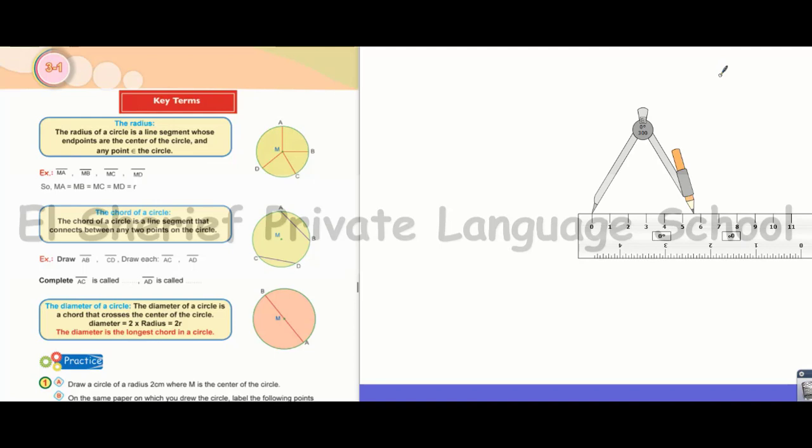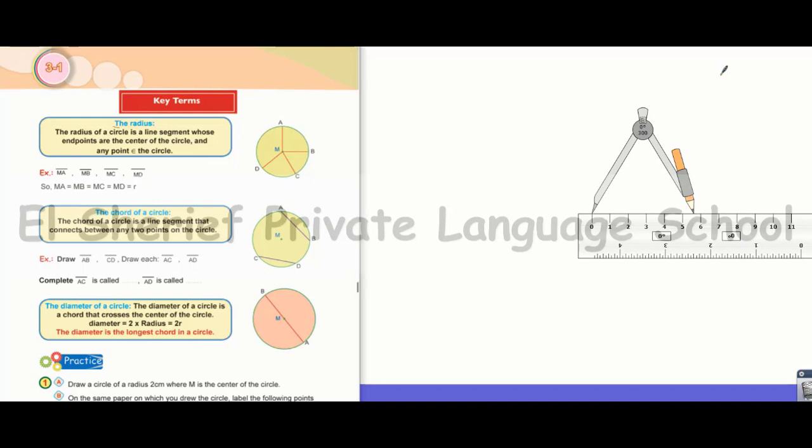We know that before, the circle is a closed curve and we have a fixed point. All points on a circle have the same distance from a fixed point. A fixed point, we said that before, is called the center of a circle, and the distance is called the radius. We have new words.